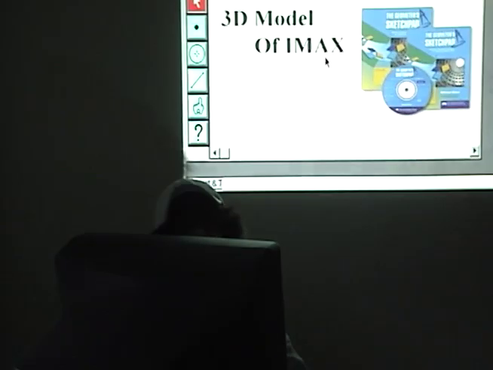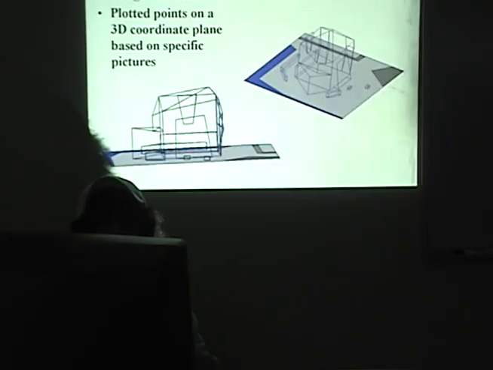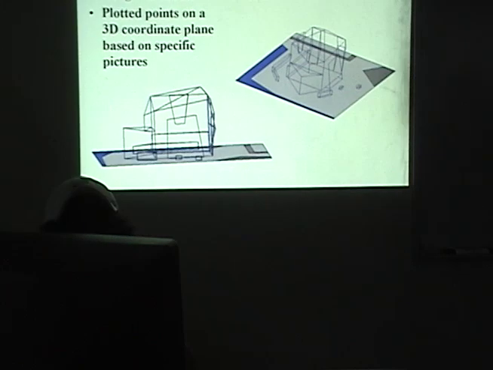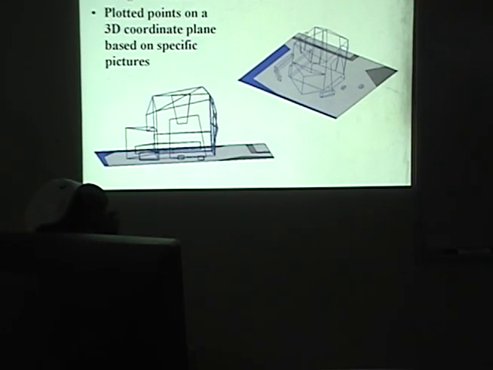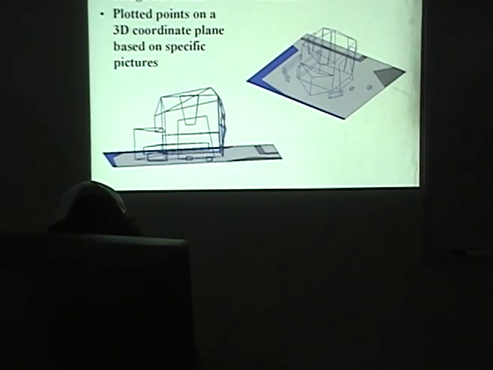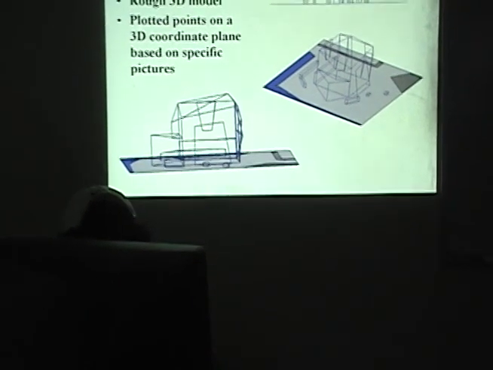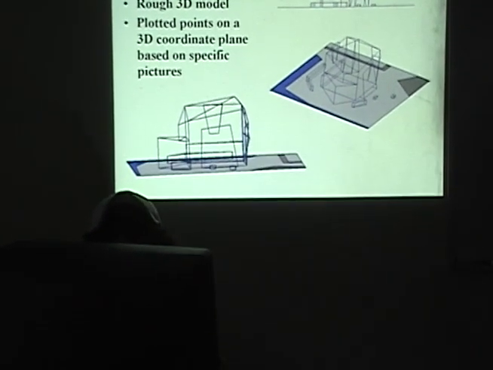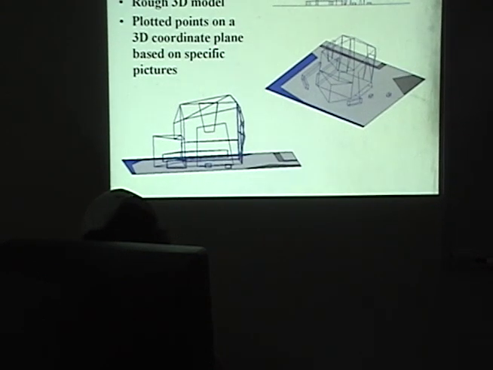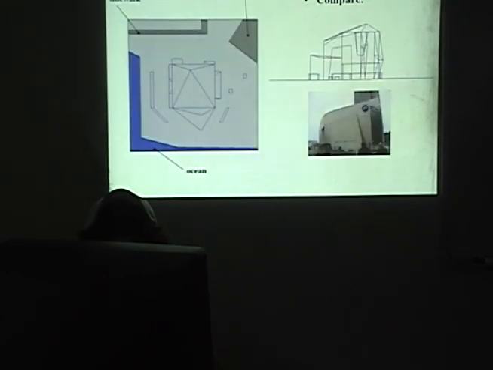All right, this is my 3D model. I inputted some pictures on Geometry Sketchpad. It's basically rough, but I plotted it on a 3D interface, and I used the X, the Y, and the Z axis. As you can see, this somewhat resembles it. On the next slide, you can see it better.